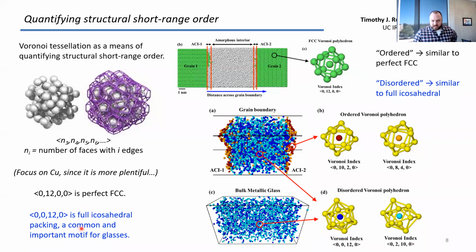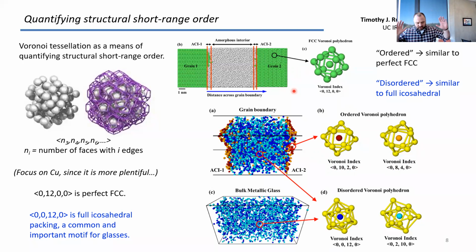One of them is the full icosahedral packing, and the other one is something that's not quite exactly that, but it's very, very close. And we can say that if these are the most common in the bulk metallic glass, these probably say something important about that structure. And in fact, we see some of those same features and motifs in the interior of the amorphous complexion. But you'll notice that there's some other colors that pop into this figure. So the red and the orange atoms that light up have different structures, and they're much more ordered. So 0, 10, 2, 0, and 0, 8, 4, 0, these look quite a bit like that perfect FCC. They're a little bit distorted, but they're pretty close to that structure.